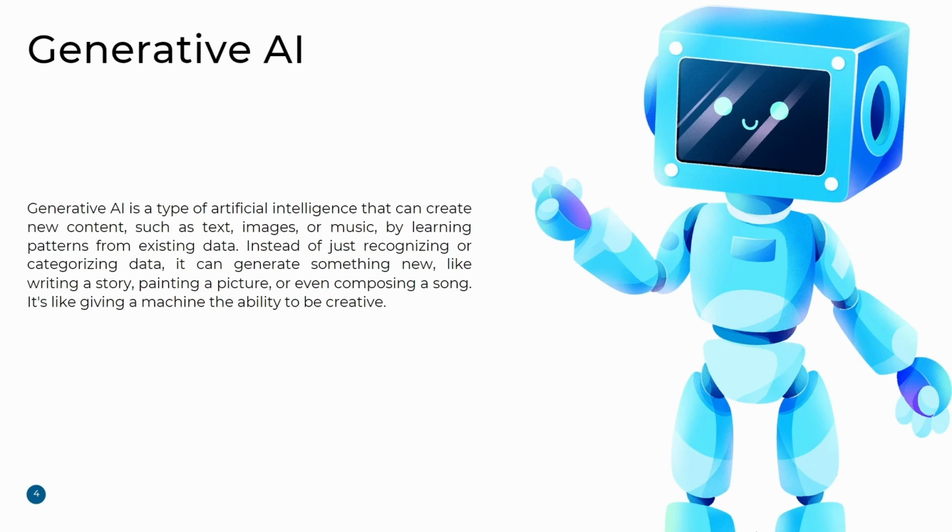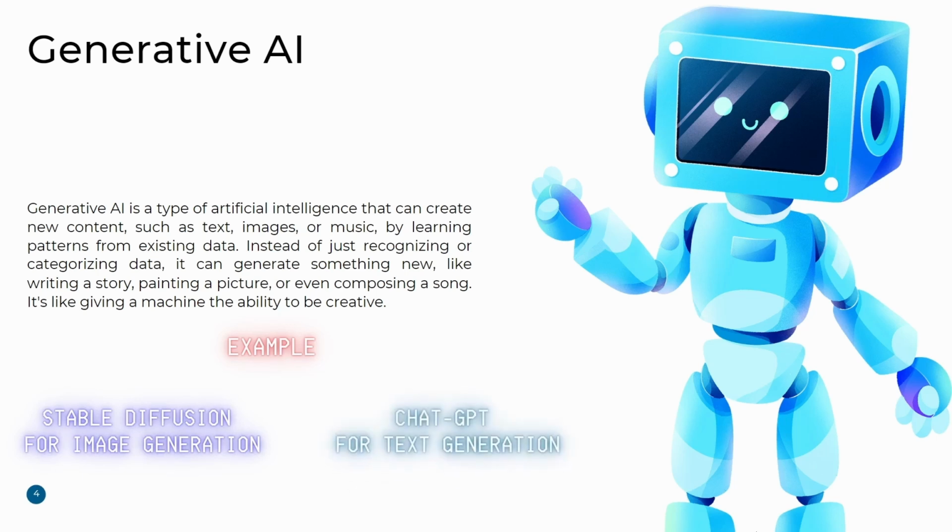For example, it can write an article or generate realistic-looking images. So what examples do we have? You must have seen Stable Diffusion for image generation, where you write a text prompt and based on that it generates an image. The next example is ChatGPT, where you ask any query and based on that it replies or generates new content for you. Accordingly, it generates based on the query you have written.